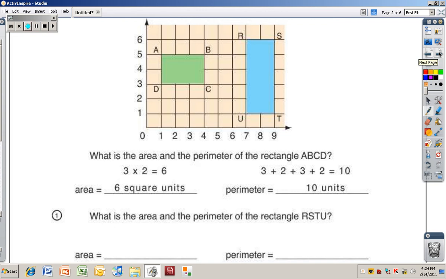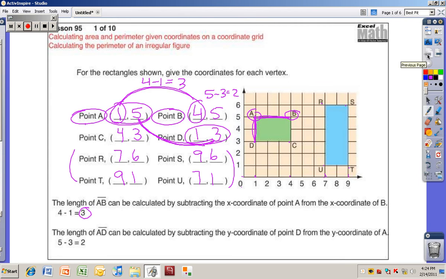Now, what they want you to do here... let's go back, actually, and see if we can find the length of the segments on this rectangle first before we move on. This can be kind of tricky. Point R right here is at 7, 6, and S is at 9, 6. You can see that the x's are different by 2. So the length of that side would be 2. How about from S to T? Here's S over to T. 9 on both x's. So the y is 1 and 6. 6 minus 1 is 5. The length of that side is equal to 5.